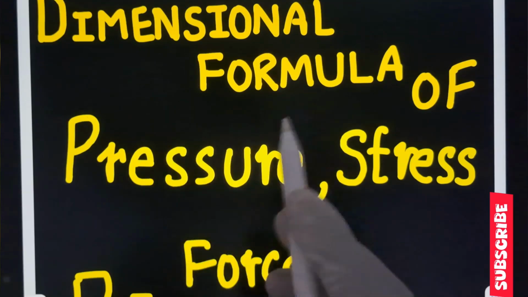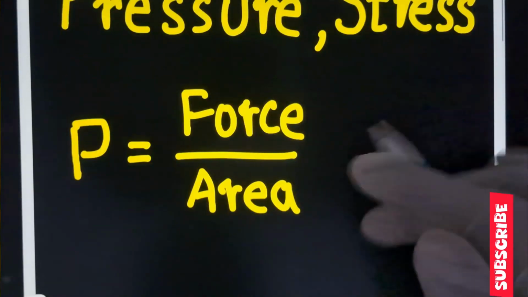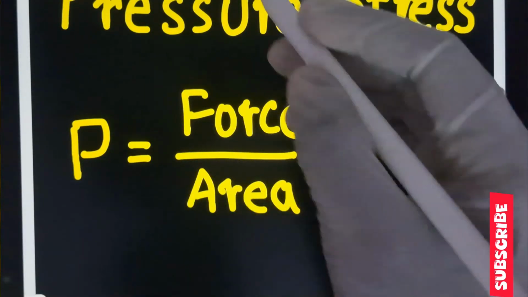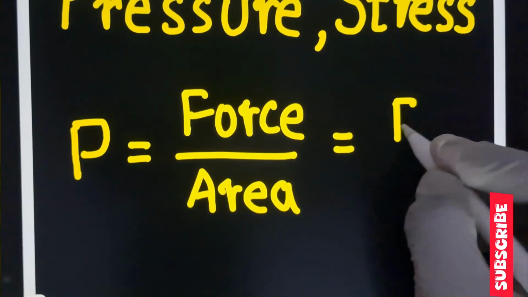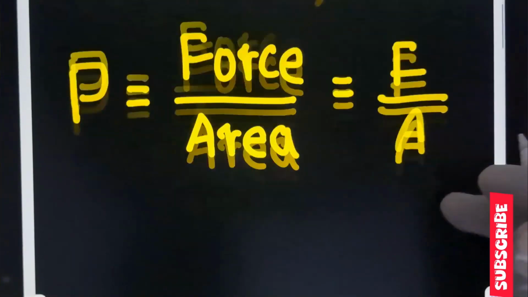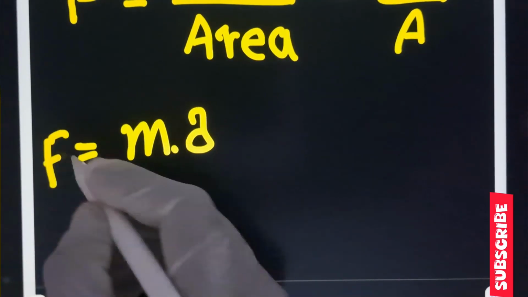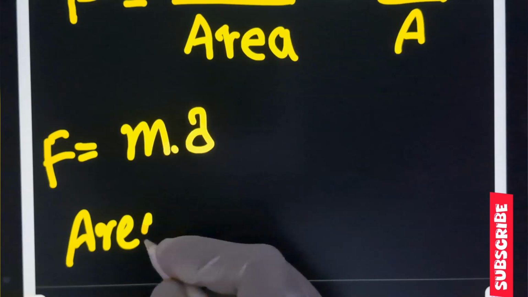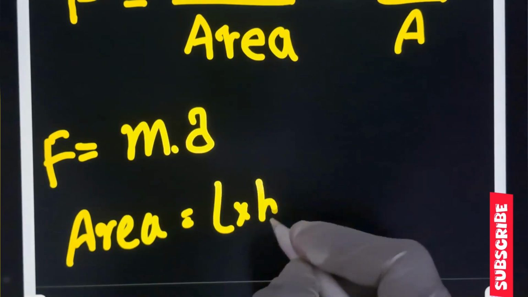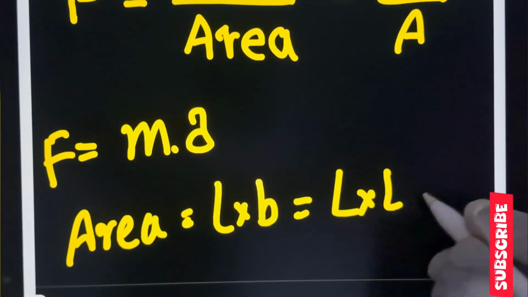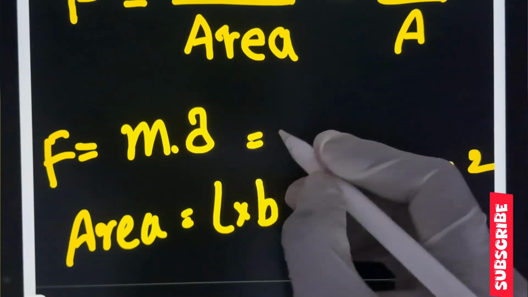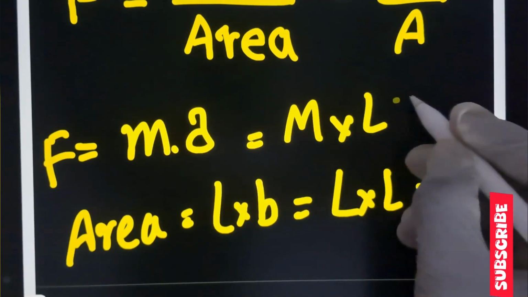To find the dimensional formula of pressure and stress. Pressure is equal to force by area, F by A. Force is equal to mass into acceleration, F is equal to m a. Area is equal to length into breadth, so the dimensional formula of area is L square. Here m is mass and acceleration is L T power minus 2.